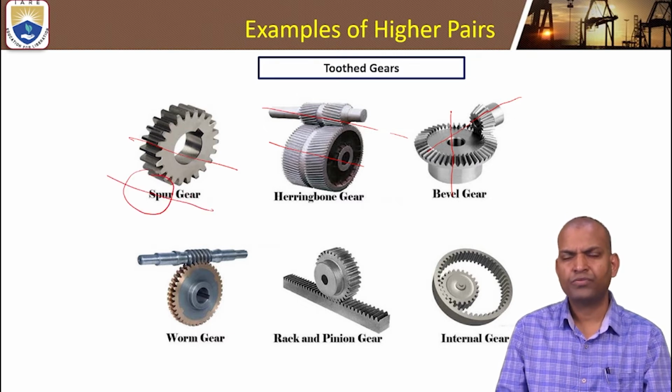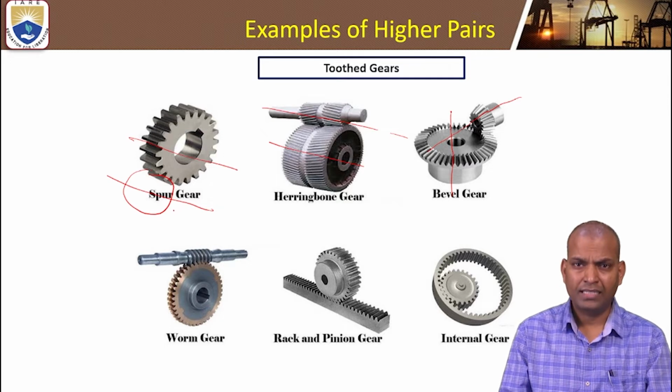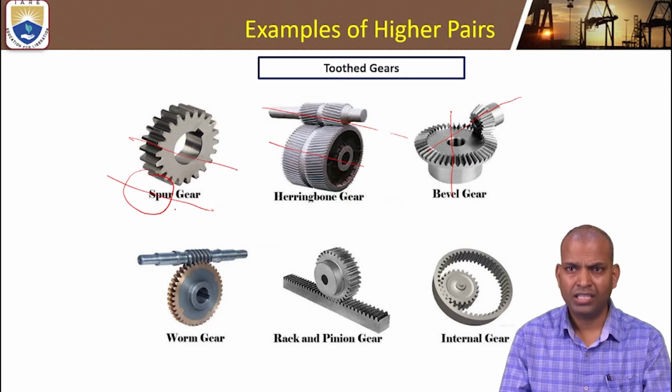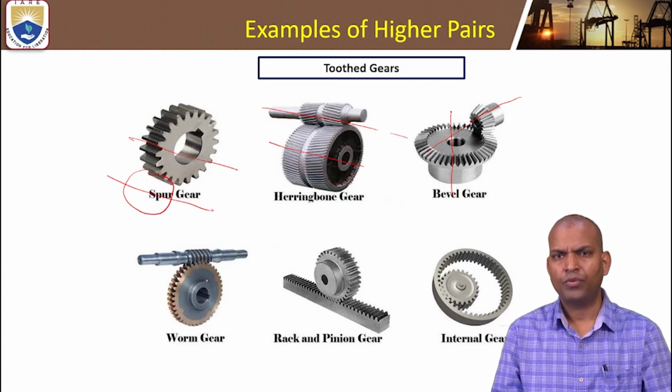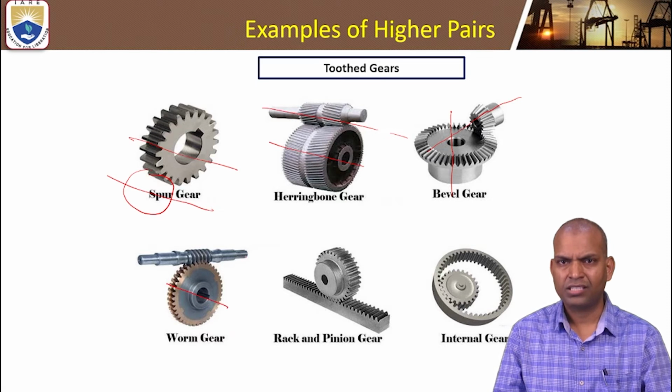So if you want to transfer motion between parallel shafts, spur gears and herringbone gears will be used. The friction in the case of torque transmission in herringbone gears is higher in comparison to other gears. Now worm gears, you see, worm gears: this is one axis, this is another axis. How is the power and torque transmitted in different directions?